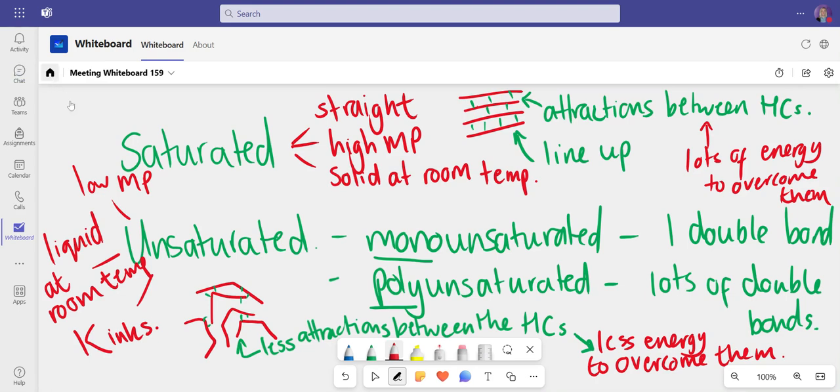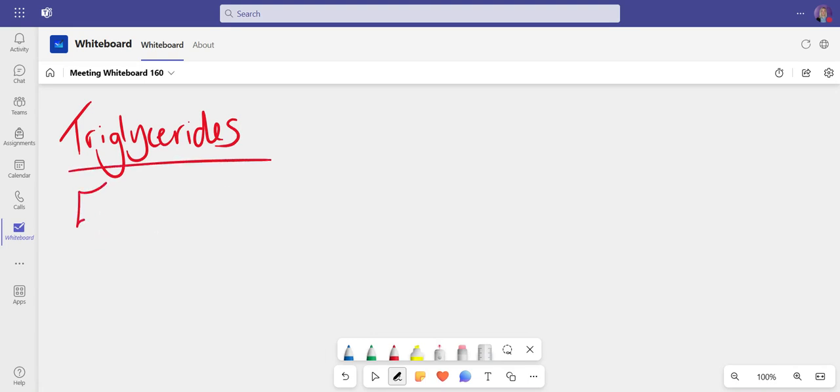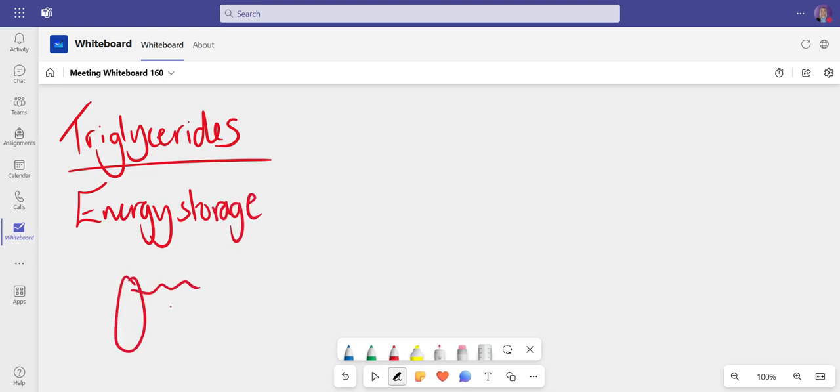Now, another type of lipid that we need to know is a phospholipid. So let's do a recap of what we've done so far. So far we've looked at triglycerides. Now, the job of a triglyceride is basically energy storage. They're made of glycerol and 3 fatty acids joined with ester bonds, and these fatty acids can be either saturated or unsaturated. The next type of lipid that we're going to look at is something called a phospholipid.